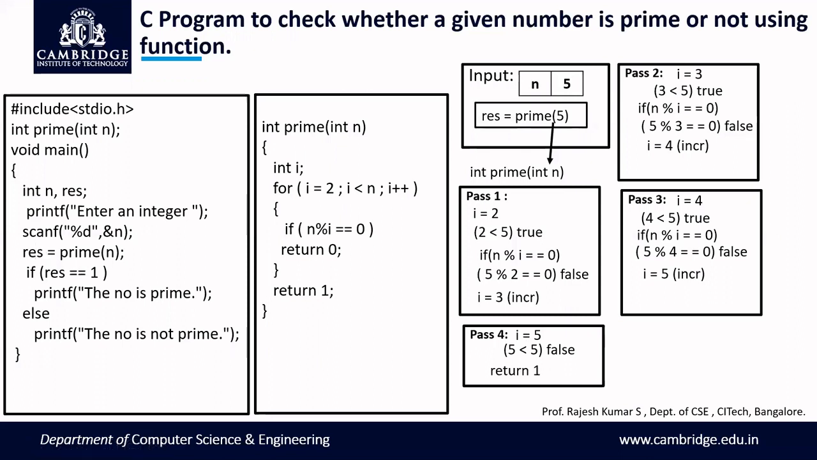Once the 1 is assigned to RES, we are checking if RES double equals to 1. What is the value of RES? According to us, the RES value was 1. When the condition is true, we'll print the given number as a prime number. So I'm returning 1 to the calling function, in turn assigning the value to RES, and I'm checking the condition if 1 double equals to 1, true. If it is true, I'll be printing the output: the number is a prime number. So this is how we'll check whether the given number is a prime number.